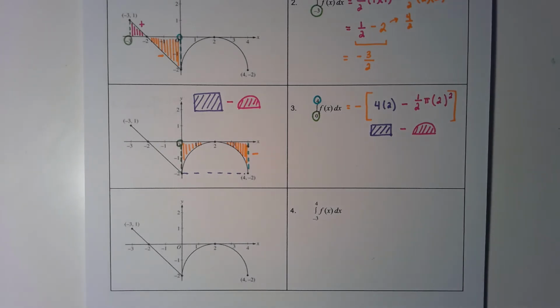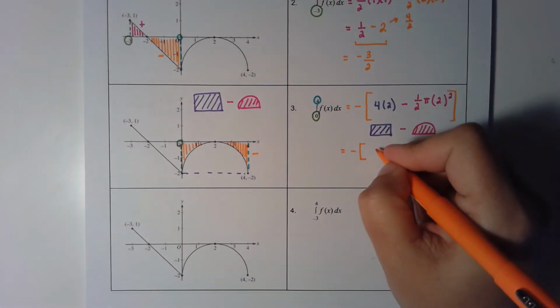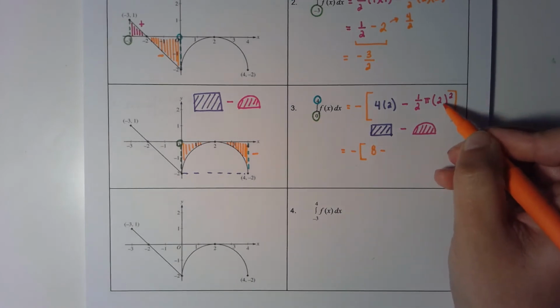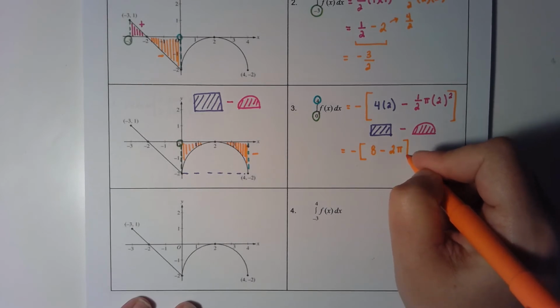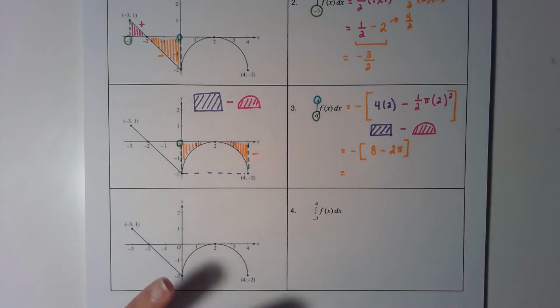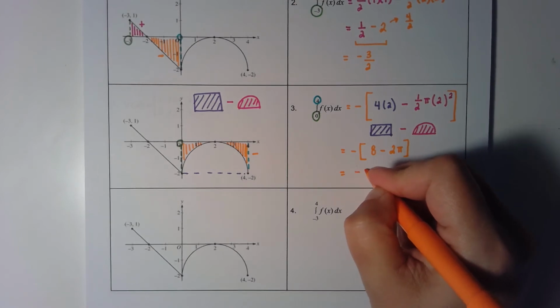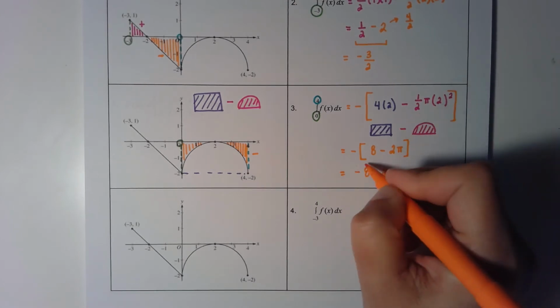semicircle. All right, so now I'm going to have negative, and then 4 times 2 is 8, minus 4, 2 squared is 4, divided by 2 is 2, so 8 minus 2 pi. And then because those are not things that I can calculate without a calculator, I'm not going to do 2 pi without one. I'm going to leave it and have a pi in the answer. I'm just going to go ahead and distribute that negative, so I get negative 8 plus 2 pi as my final answer.